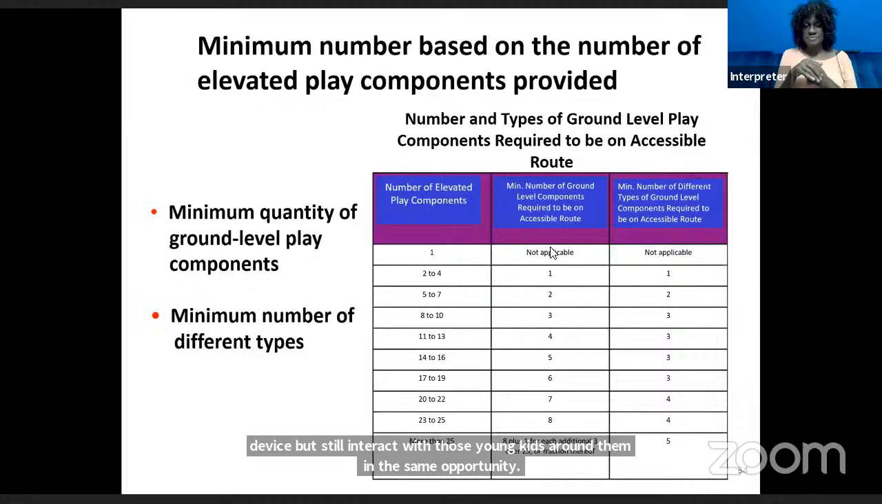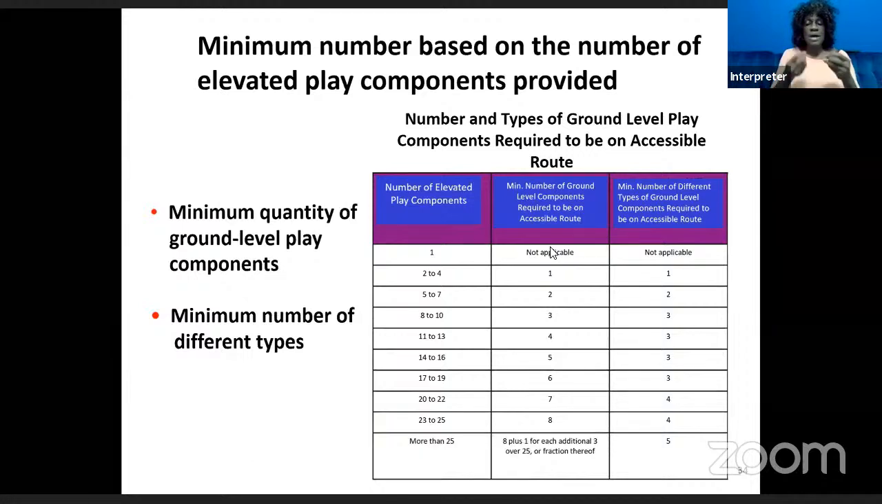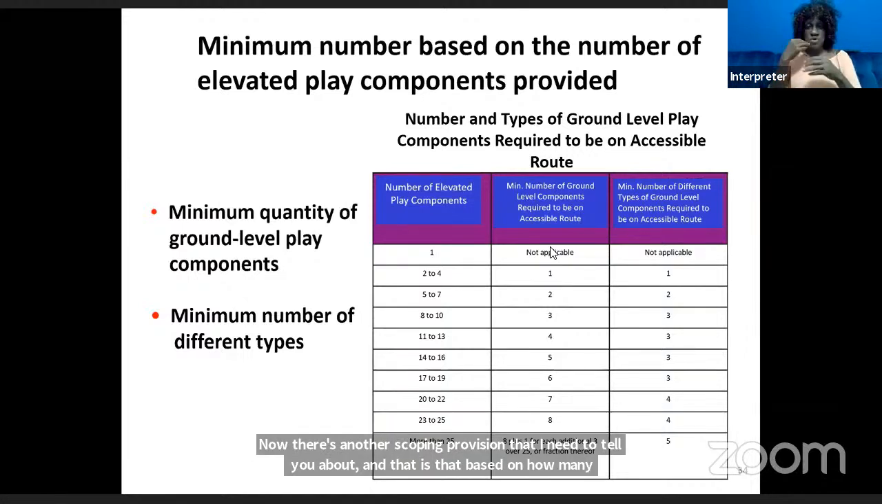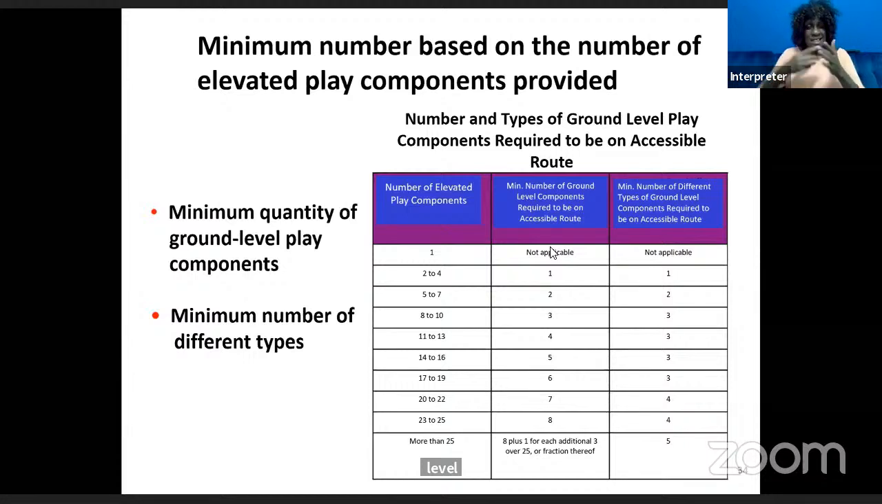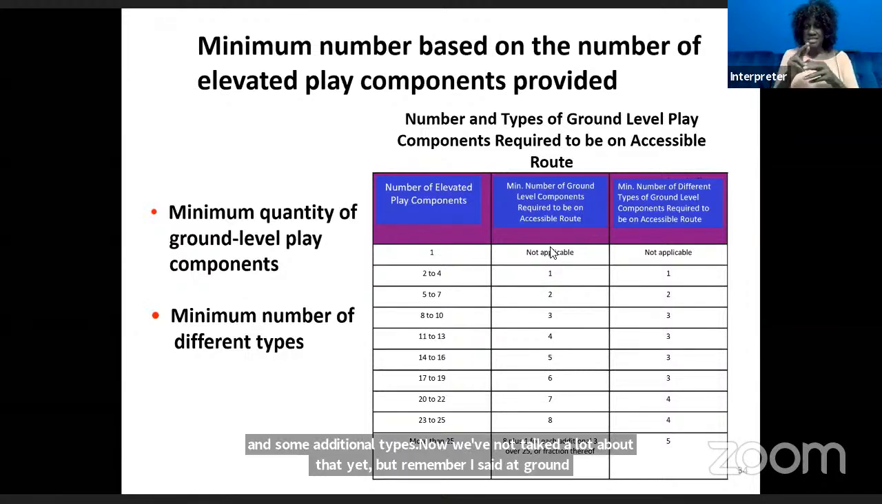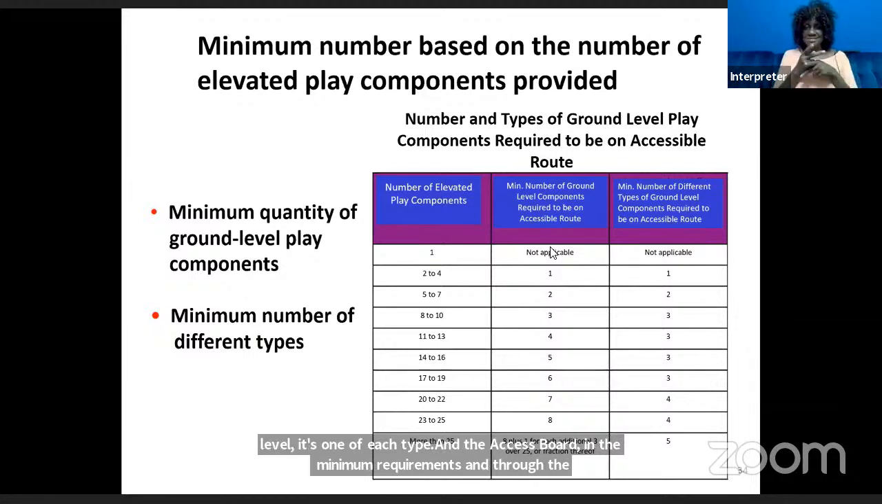Now there's another scoping provision that I need to tell you about, and that is that based on how many elevated play components you have, you may have an additional obligation for some to be provided at ground level and some additional types. We've not talked a lot about that yet, but remember I said at ground level, it's one of each type. And the Access Board in the minimum requirements and through the Department of Justice's 2010 standard doesn't define those types. But in our technical assistance material, we talk about the basic functions of what you're doing.